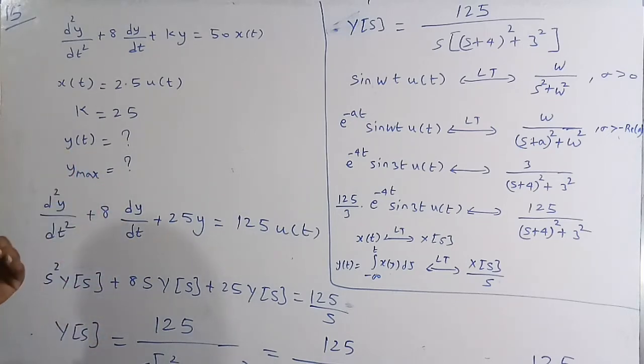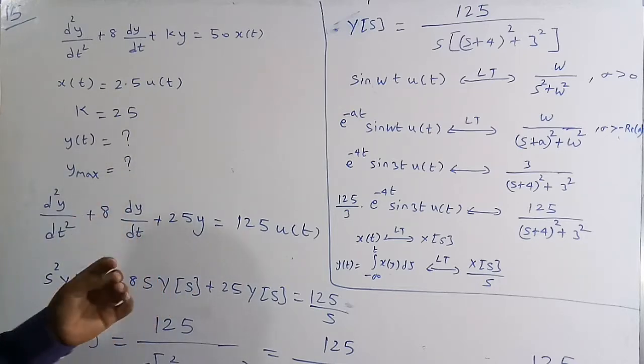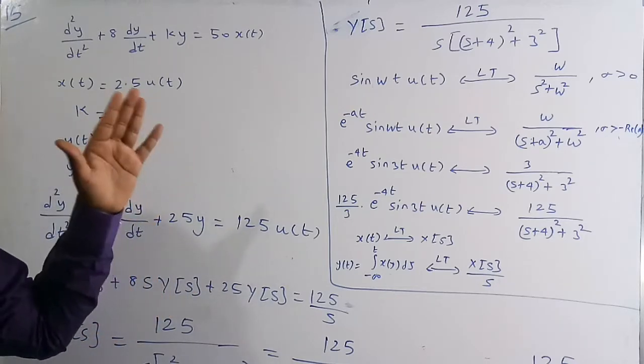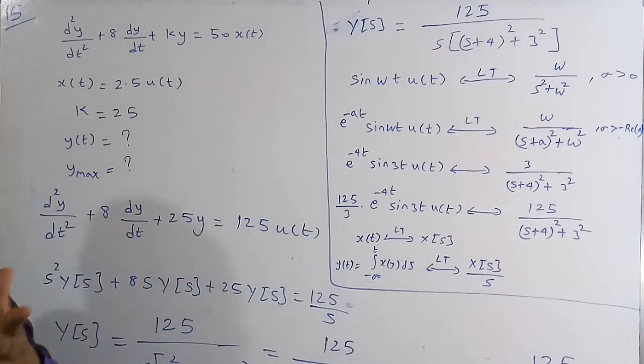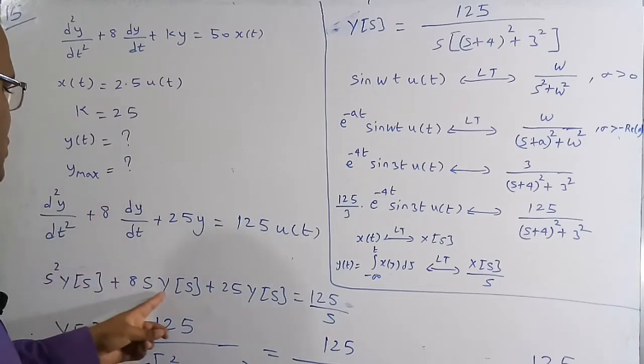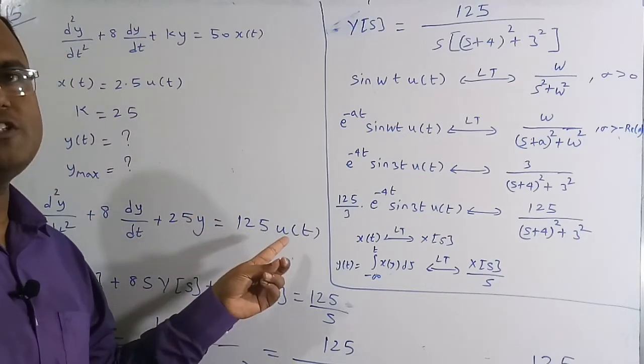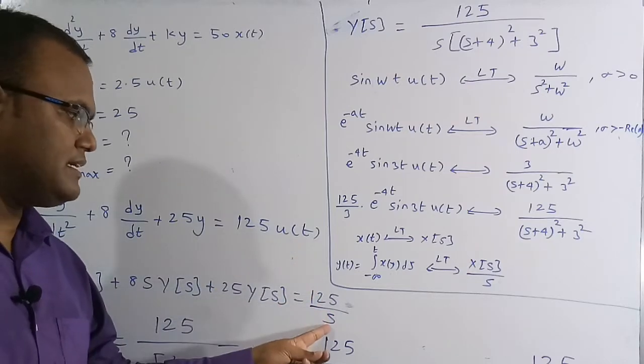So now I am going to do the Laplace transform. In the Laplace transform, the initial conditions are not given, so I am going to assume the system is initially at rest, meaning the initial conditions are all 0. Therefore, I am going to take the Laplace transform. After taking the Laplace transform, I get s square into y of s plus 8s into y of s plus 25 into y of s is equal to the transform of u of t, which is 1 by s. So therefore 125 by s.